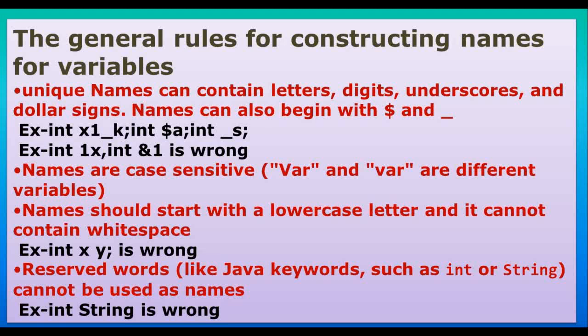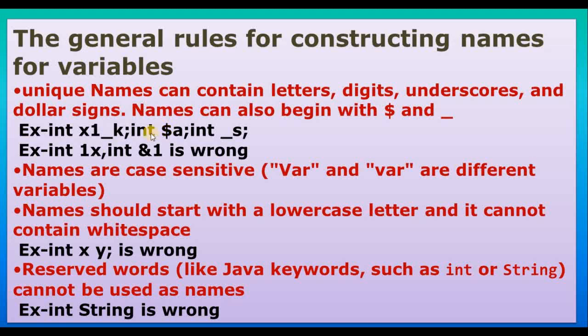First point: a unique name can contain letters, like you can give the example x1, underscore k. It can contain underscore, dollar sign, so you can use anything. But you should keep in mind that you cannot write int 1x. It doesn't start with a number. It doesn't start with a special symbol also. It can start with only underscore and dollar. These two are the exception.